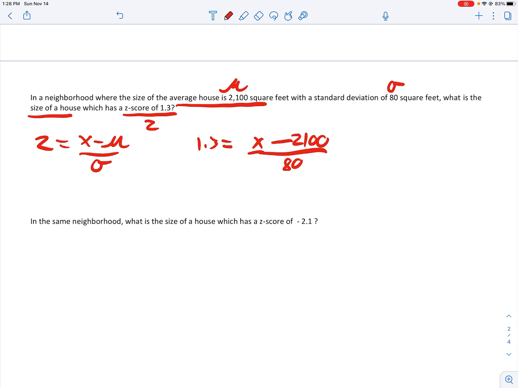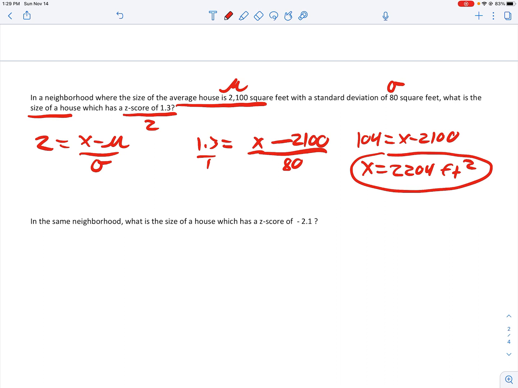So we can put this over 1 and cross multiply. 80 times 1.3 is 104, which equals x minus 2,100. Add 2,100 over, so x equals 2,204 square feet. So put it over 1, cross multiply, add 2,100 over, and I get 2,204 square feet.